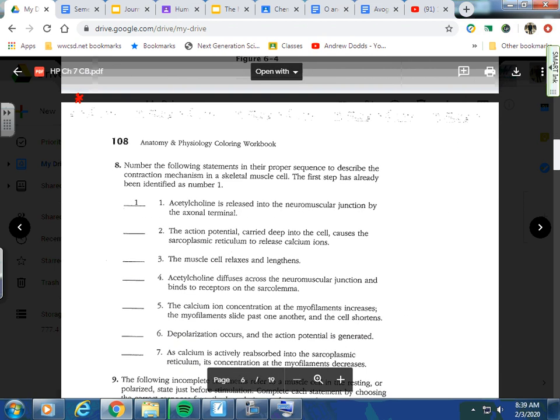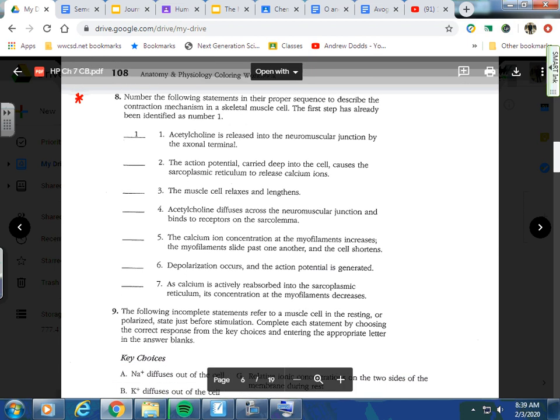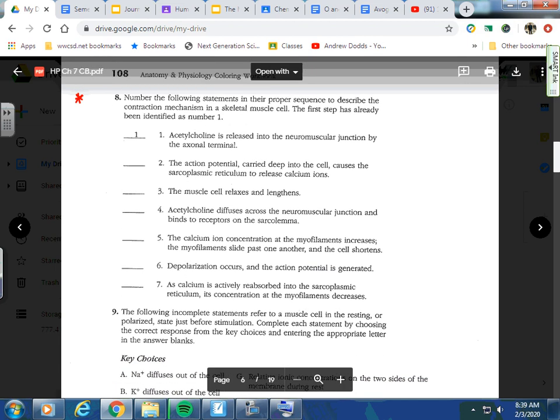All right. So this one here is a biggie. And you can go ahead and mark this one as well. I'm going to put these same exact descriptions, but I'm going to put them in different order. Okay? But on here, the order should be, one is already done for you. So it says one is one. Acetylcholine is released into the neuromuscular junction by the axonal terminal.